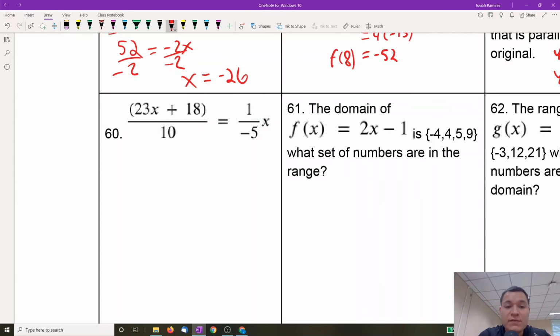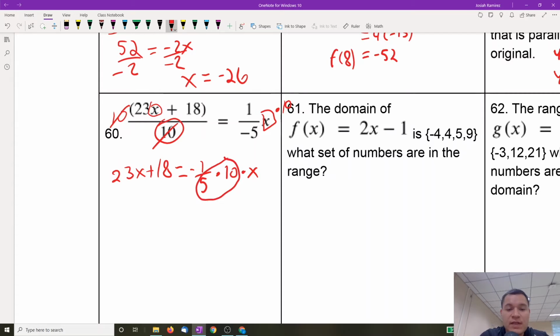Alright, to solve this one for x, we have an x on the left and an x on the right. We need to get the x's together, and I think the best way to do that is going to be get rid of this 10 first. So let's multiply both sides by 10. On the left, it'll balance out. And then we have negative 1/5 times 10 times x. 1/5 of 10, that's the same thing as doing 10 divided by 5. That'll be a negative 2 times x.